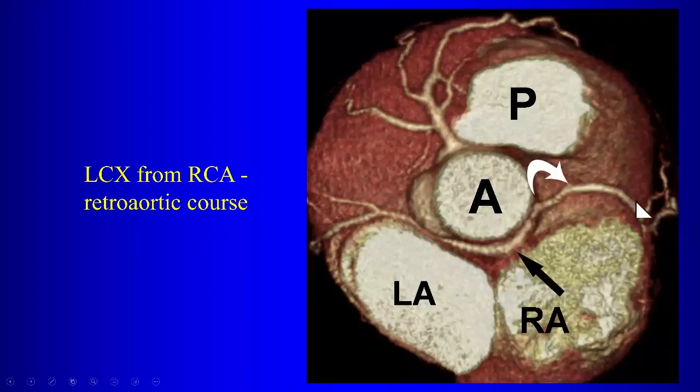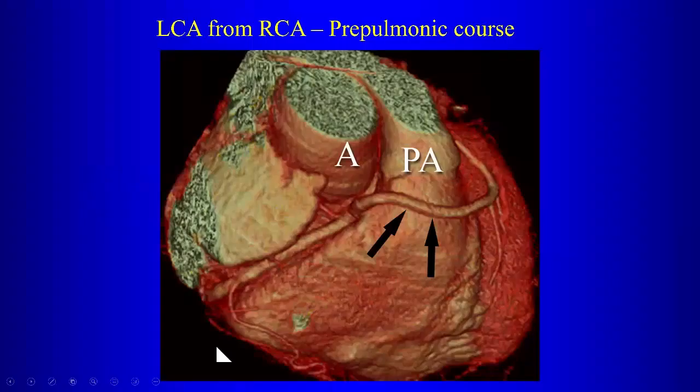This vessel here that winds up between the right atrium and the right ventricle, that's the right coronary artery. This vessel here that winds up between the left atrium and the left ventricle, that's going to be the circumflex coronary artery. And we follow that back and we see it comes off the right, but it takes a retroaortic course. Okay.